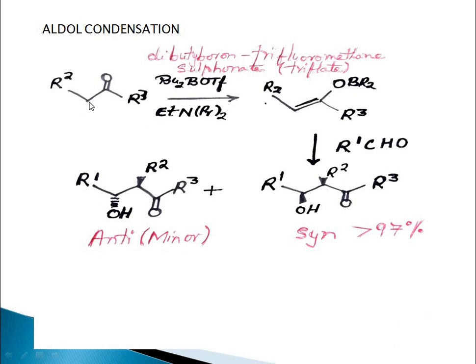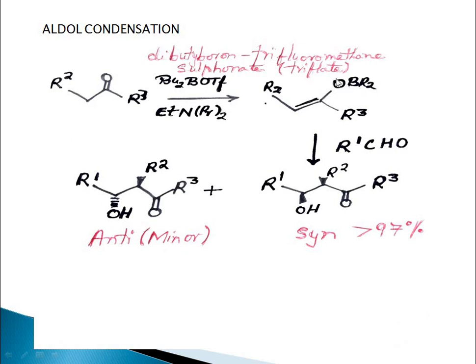The base will extract an H positive from this alpha carbon, so we get a carbanion. This negative charge moves here, oxygen pulls the pi electrons here, and together with this triflate it is stabilized and we get an enolate. The double bond moves here, and this electron pair moves to the carbanion which has been formed. So here we get an enolate stabilized by triflate.